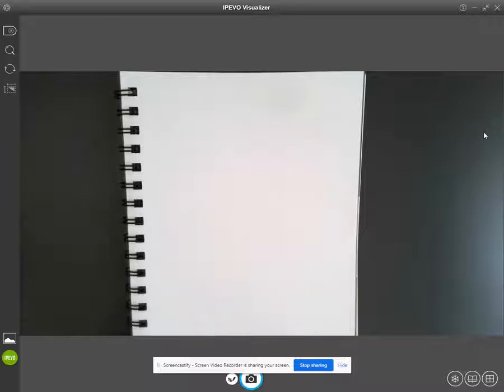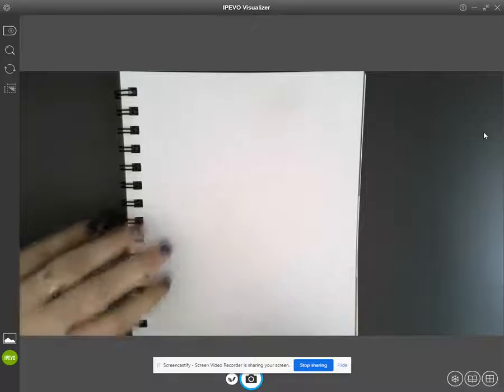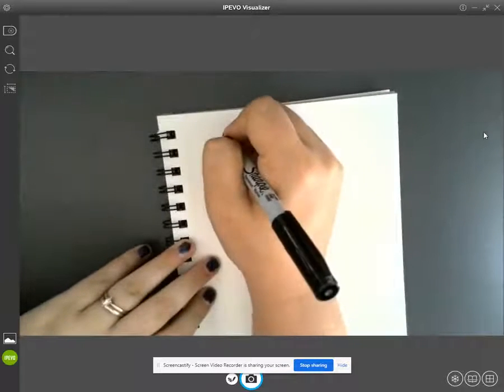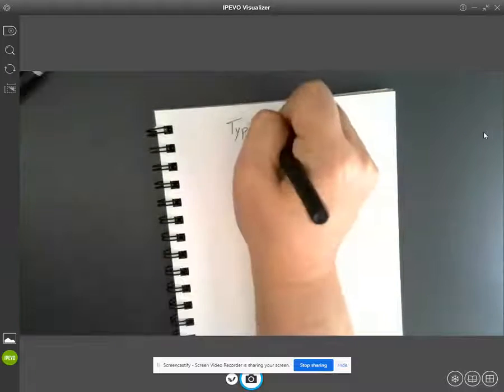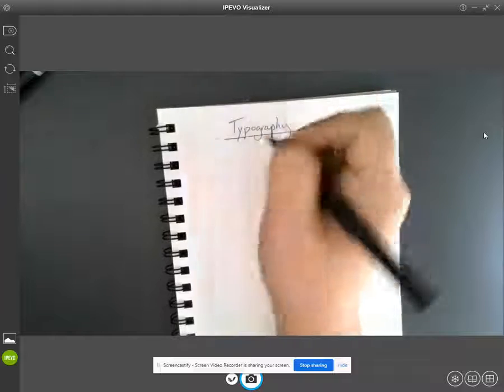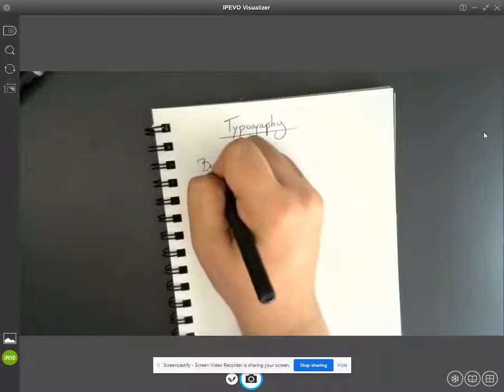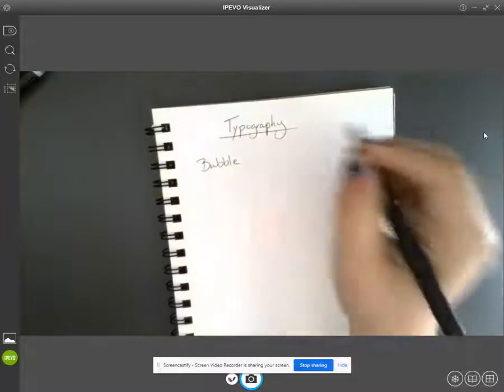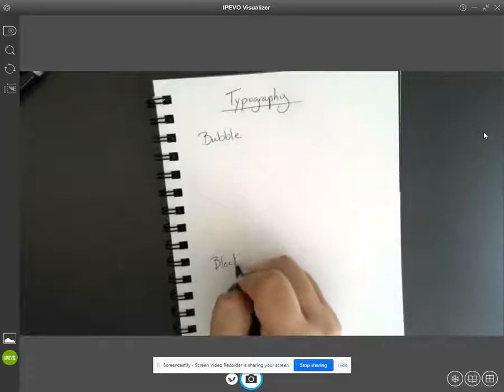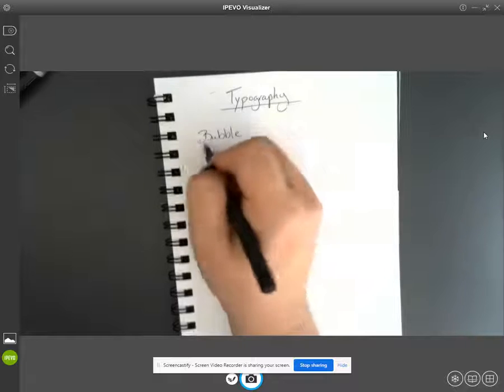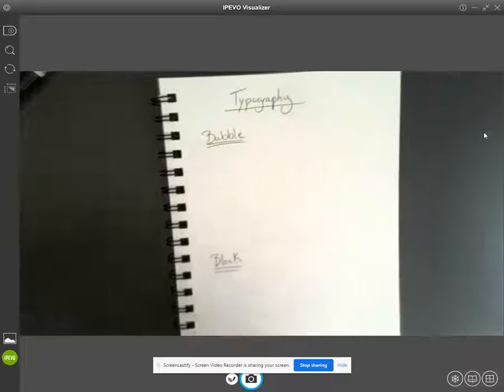Okay, in this video what I'm going to do is show you how to create your own typography or decorative lettering. So for our decorative lettering, I'm going to teach you two different types of typography: bubble letters and block letters. Alright, so we're going to start with bubble and then move on to block letters.